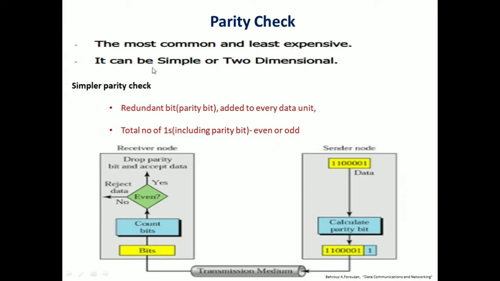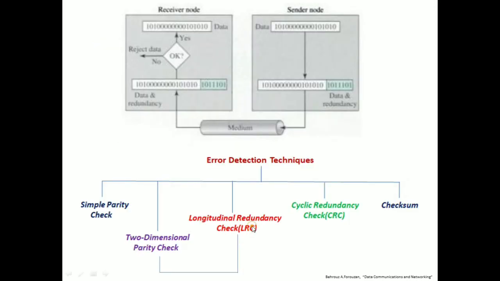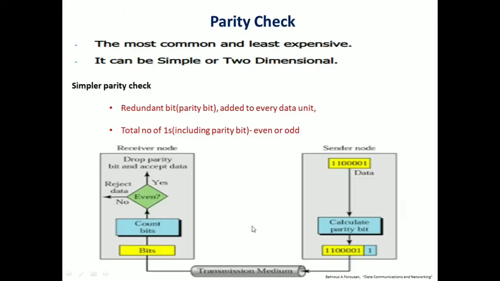So it can be either simple or it can be two-dimensional. Okay, simple parity check is one type, and two-dimensional parity check, or longitudinal redundancy check, is also another type of parity check. So now let us see the first one, simple parity check.